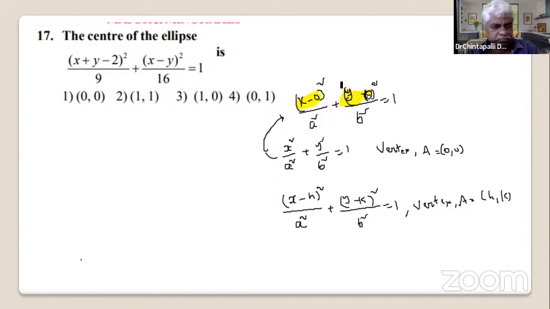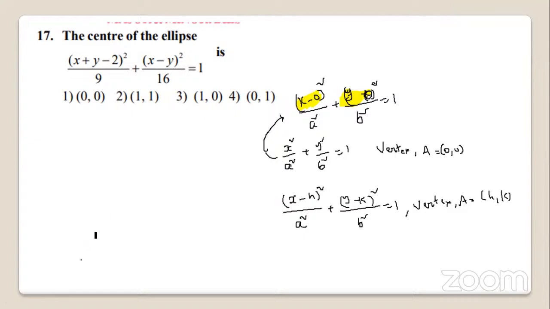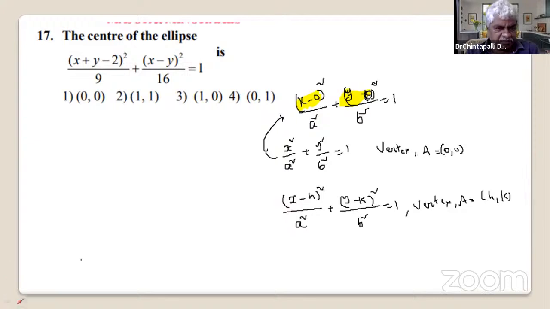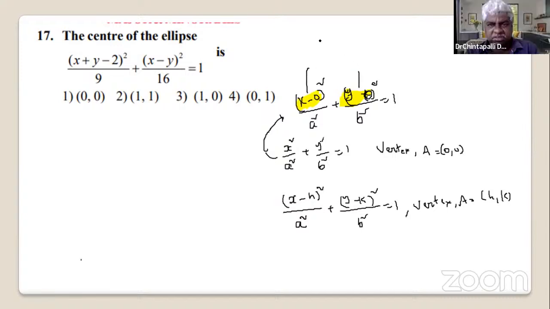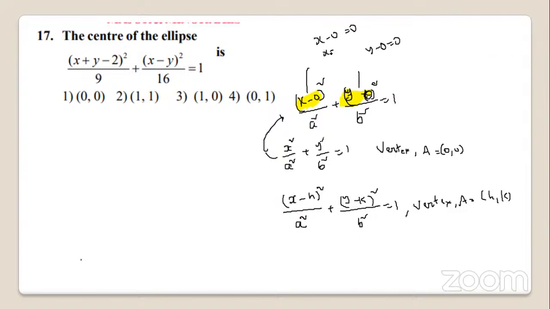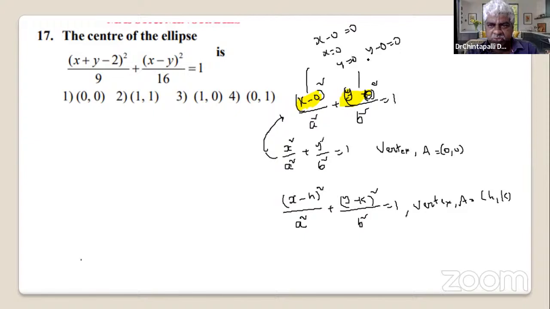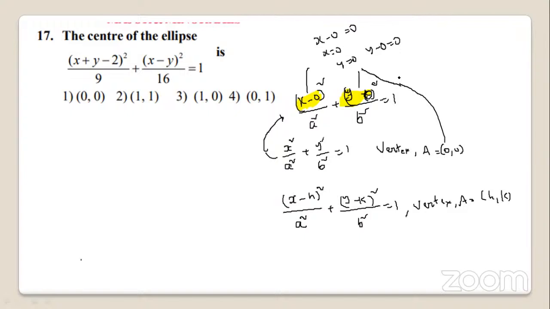Observe this. It is x minus 0 whole square, it is y minus 0 whole square, right? Convert those two expressions into equations. These expressions are converted into equations, that is x minus 0 is equal to 0, and y minus 0 is equal to 0, right? That means x is equal to 0 and y is equal to 0, which is its vertex.